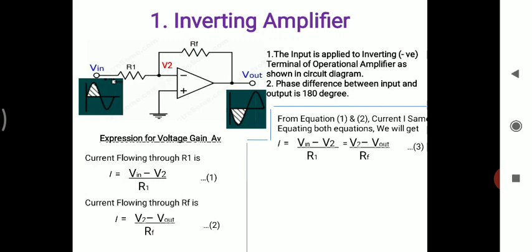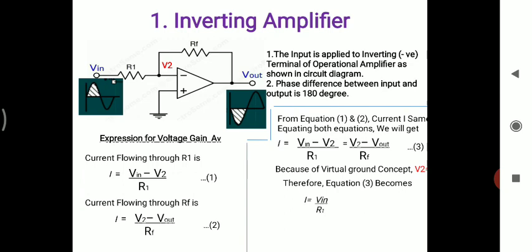Then whatever voltage you have at the non-inverting terminal must equal the voltage at the inverting terminal. The non-inverting terminal is connected to 0, so V2, the voltage at the inverting terminal, is also considered as 0. According to the virtual ground concept, V2 equals 0.